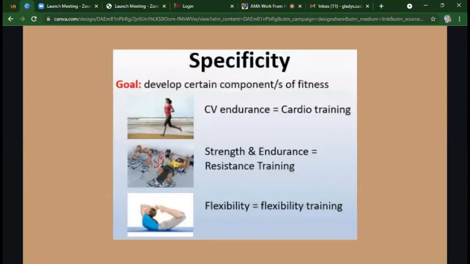Okay, these are the examples. Your goal is to develop certain components of fitness. If you are aiming for cardiovascular endurance, you can do cardio training. If you want strength and endurance, we can go with resistance training. And for flexibility, we can go with flexibility training. All of these talk about the specific activity that we want to do.